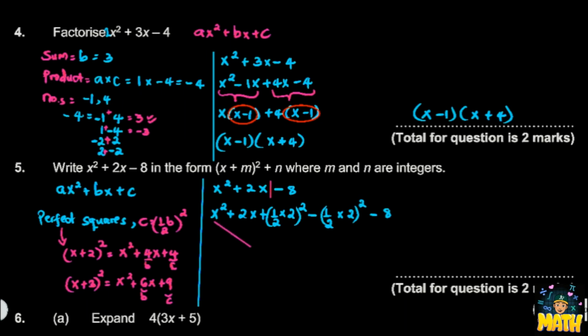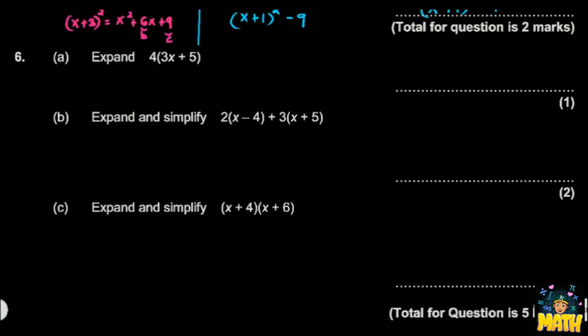So this will be written as x plus, if I simplify the numbers in the brackets, I'll get 1. So x plus 1, and then introduce a bracket, so that becomes a perfect square, and then minus 1 minus 8, so that will be written as x plus 1 squared minus 9. So n and m are the integers that we are talking about right there, the 1 and the -9.